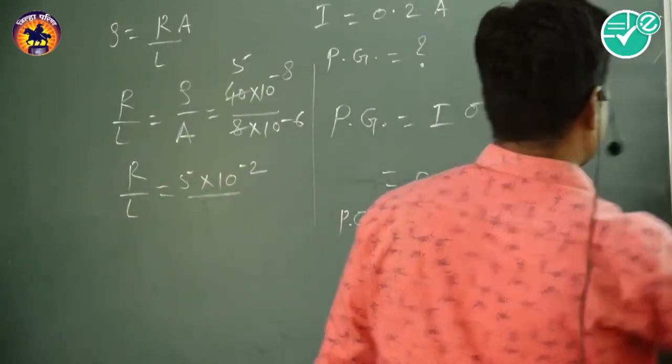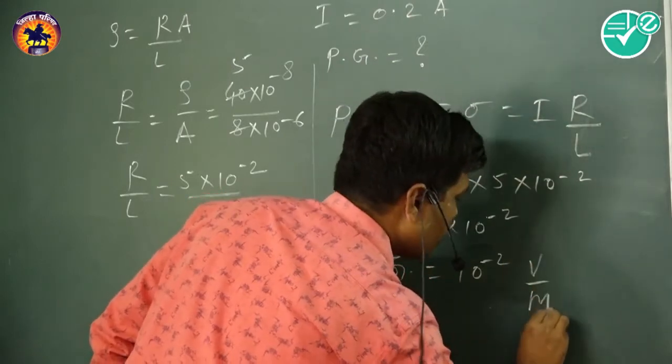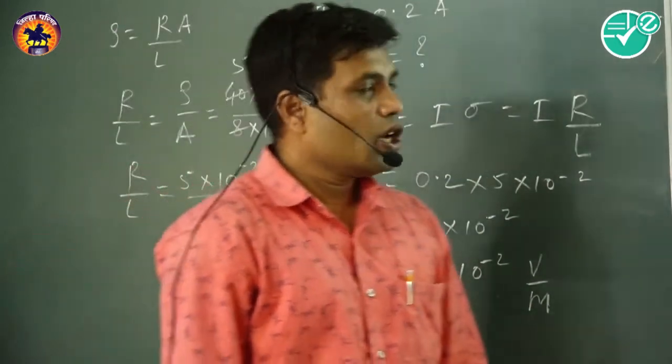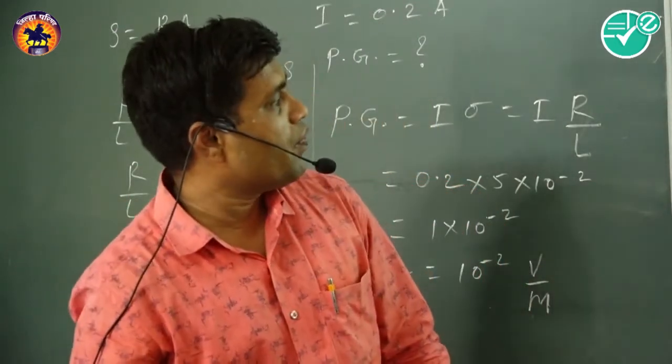This is the answer, volt per meter. So option A is the correct option for question number 54. Now we will move towards question number 55.